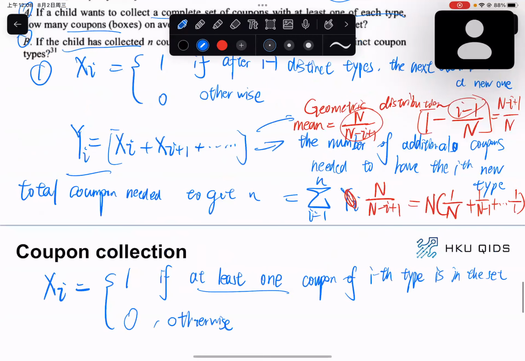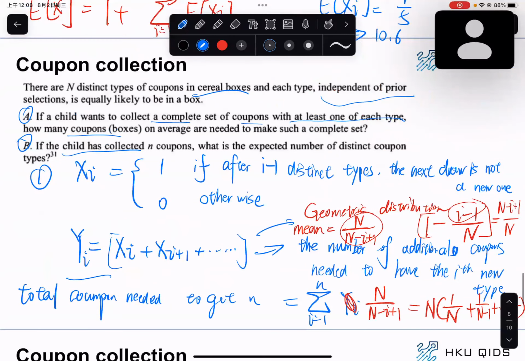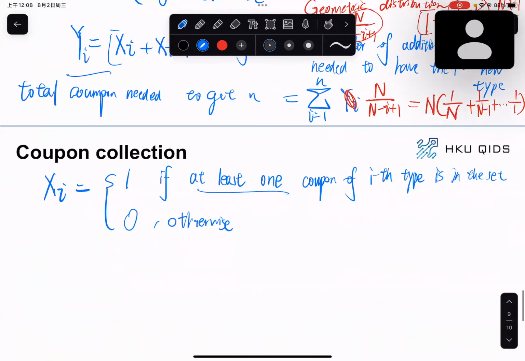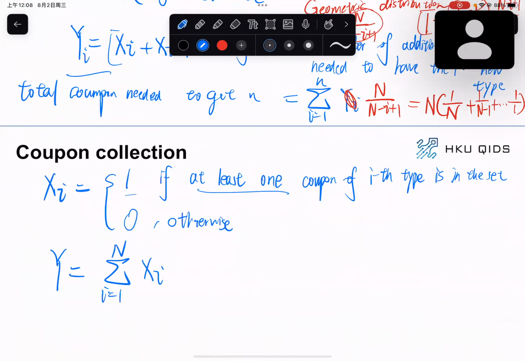So after we define that, the expected number of distinct coupon types is just Y equal to what? The sum of all xi, right? From i equal to 1 to n. Because if there is already one type, then it is going to be 1, as long as at least one coupon is here. Because there are in total n types, okay? So xi means for the first type, if there is at least 1 in the set. And for the second, it's for the second type.